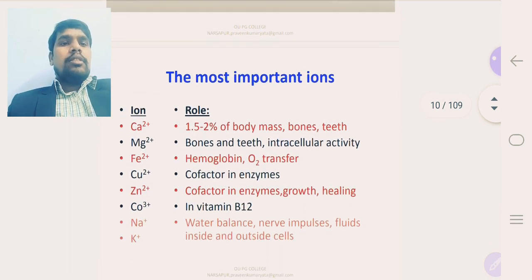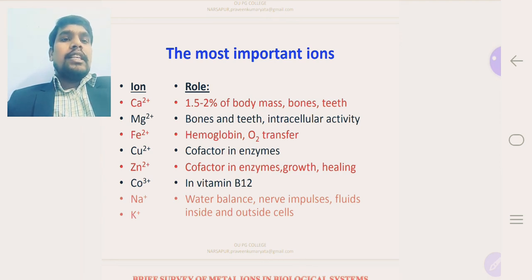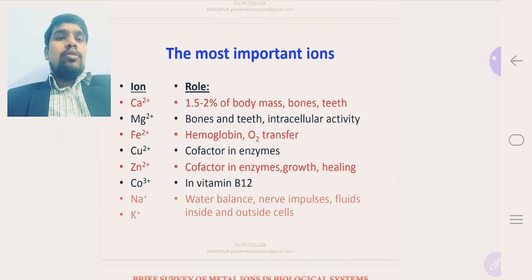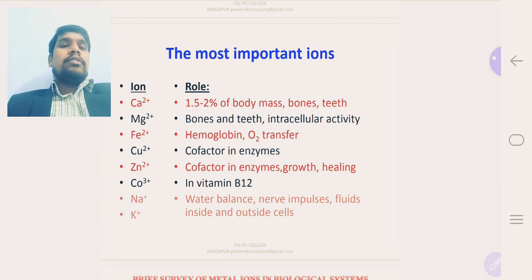The most important ions in our body and their roles: calcium, 1.5 to 2 percent of body mass, in bone and teeth. Magnesium 2 plus: bones and teeth, intracellular activity. Iron 2 plus: hemoglobin and myoglobin contain iron, hemoglobin for O2 transfer and myoglobin for O2 storage. Copper 2 plus: cofactor in enzymes. Many enzymes have a copper metal ion as cofactor. Zinc 2 plus: cofactor in enzymes, growth, healing. Cobalt 3 plus is there in vitamin B12. Sodium and potassium: water balance in our body, nerve impulses, and fluids inside and outside cells.